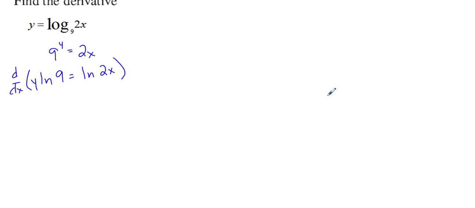With respect to x, so natural log of 9, that's a constant, times y. So we have natural log of 9 times dy dx equals the derivative of this. The derivative of natural log function, because there's something else in here, not just a constant. There's an x in here. It'd be 1 over 2x times 2.